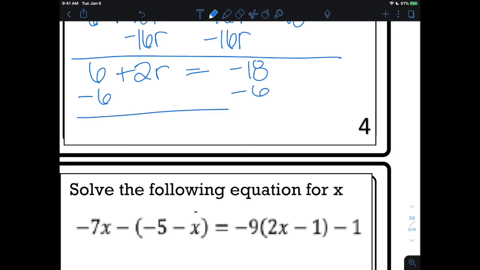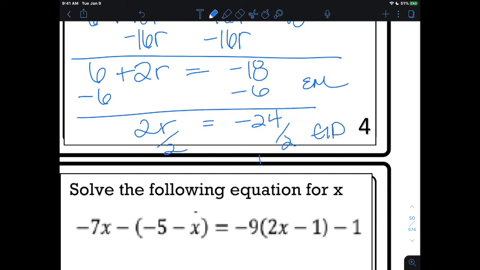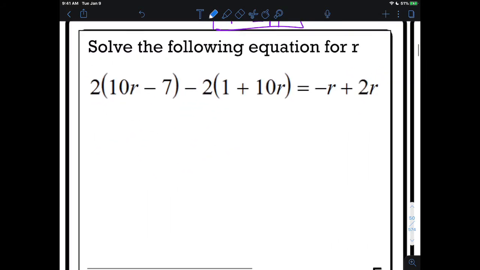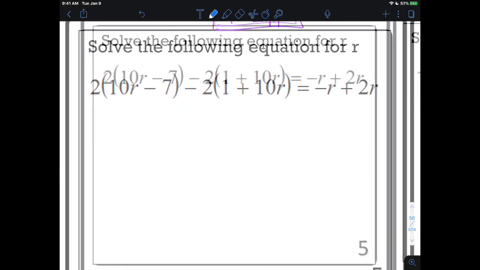Now I'm going to go ahead and move my 6 over, y, exciting move. And great divide. All right. So let's take a look at this one now.